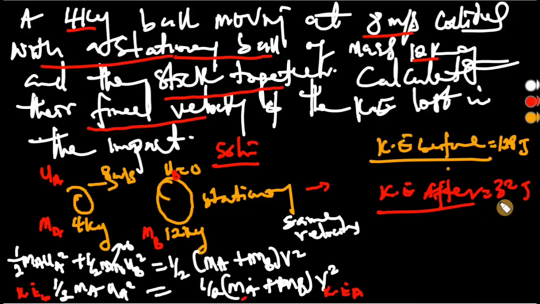To find the kinetic energy that was lost, you take the difference. 128 minus 32 is 96 joule. So this is one example problem on momentum conservation. This is for inelastic collision.